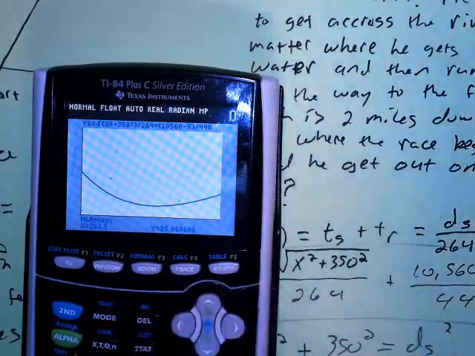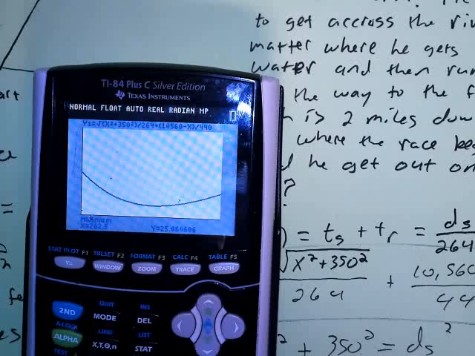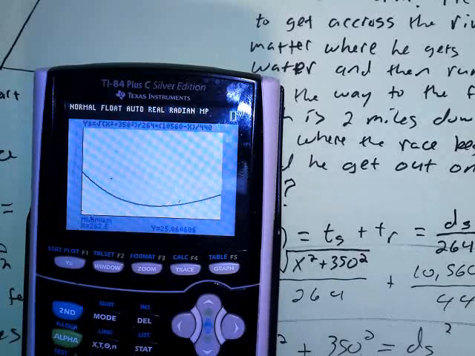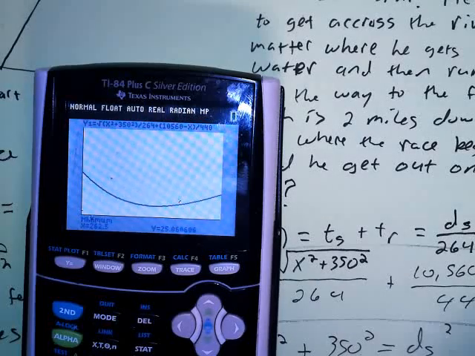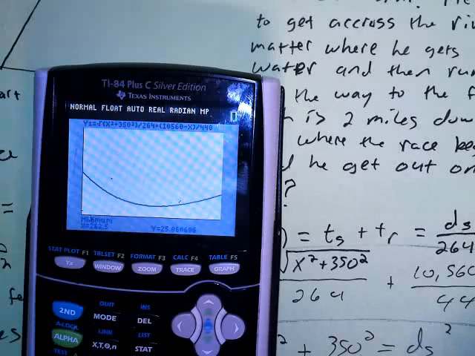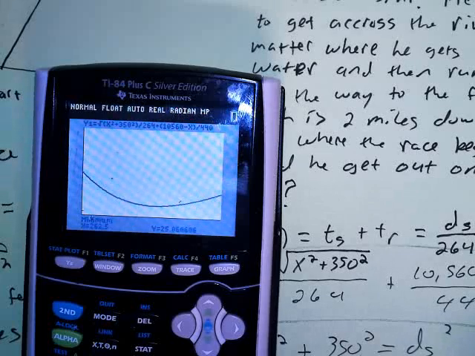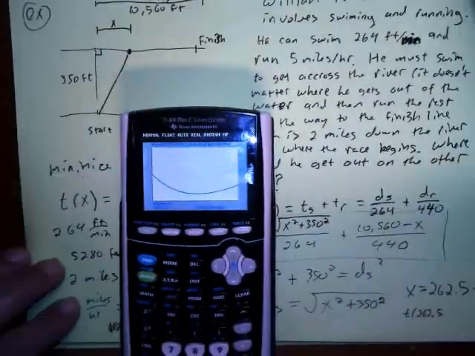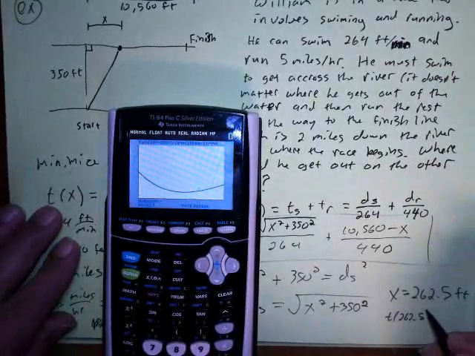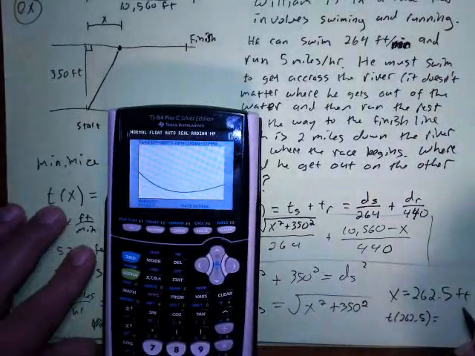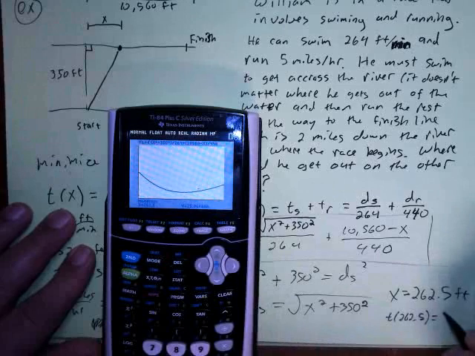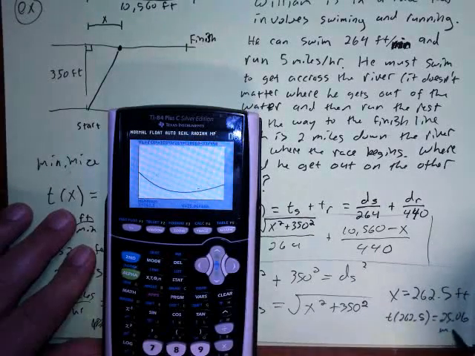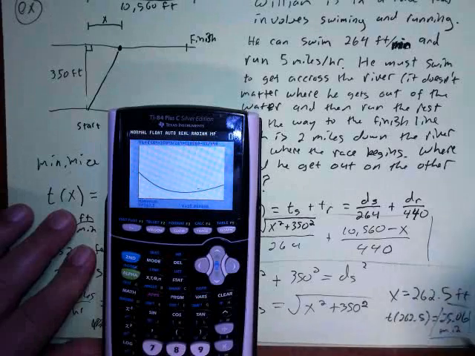And it gives me x equals 262.5 feet. And the minimum time, the t of 262.5, and let me zoom out here now. The t for this is like 25.06. Okay, minutes for the race.